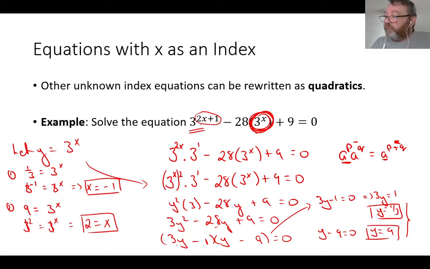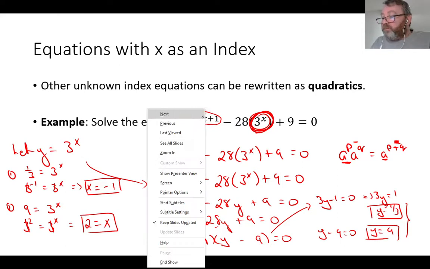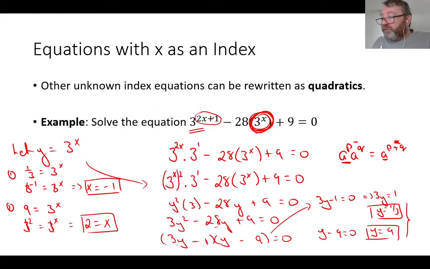So the first thing I do is I remember, if the base has a sum as a power, then both of those numbers were originally indices of 3. So it becomes 3 to the power of 2x times 3 to the power of 1. 3 to the power of 2x. What does 2x mean? 2x means 2 multiplied by x. So it doesn't matter whether it's 2 multiplied by x or x multiplied by 2. Multiplication is commutative, so you can write this the other way around. So instead of writing 3 to the 2x, I write 3 to the x, squared.